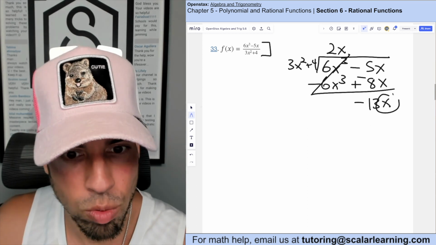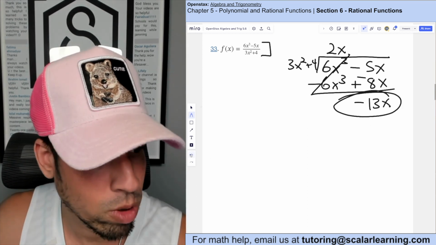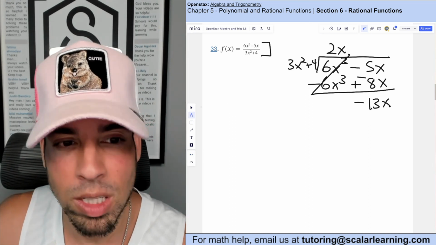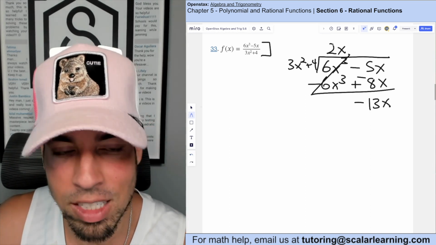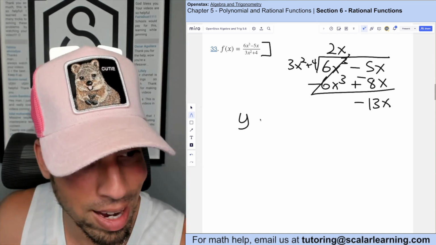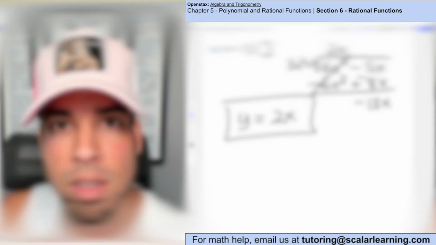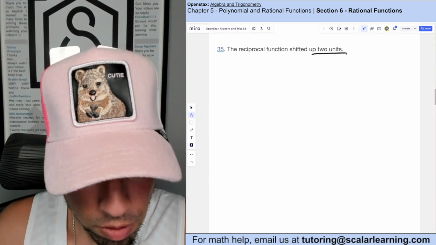Well, look at this. The degree here is already below this. So that means we're done. We're at our remainder. But we don't really care about the remainder when we're talking about slant asymptote. We just care about that nice quotient at the top. So the slant asymptote is y equals the quotient, 2x. Boom, done.